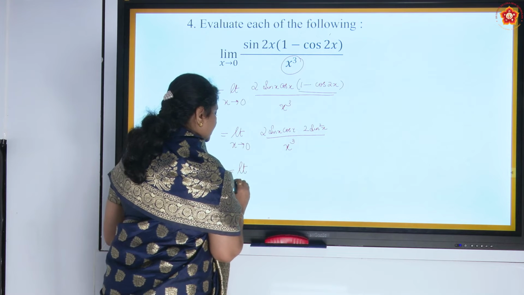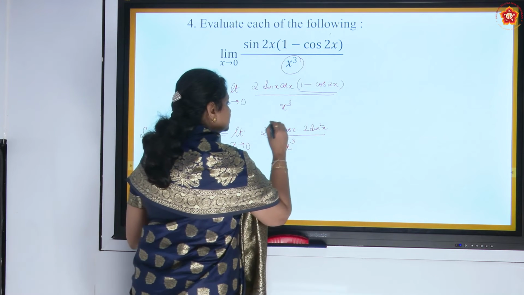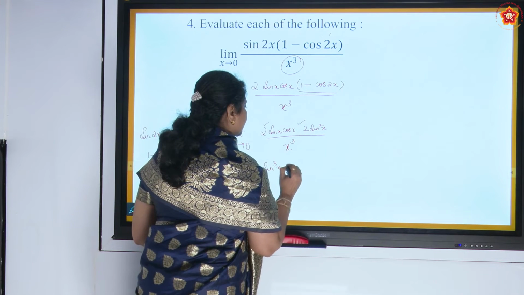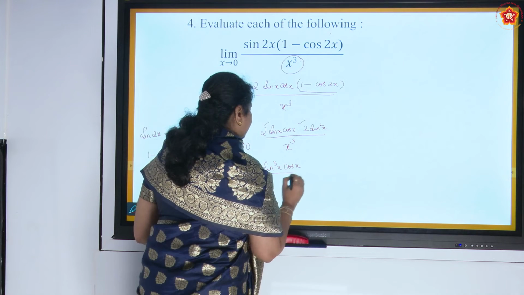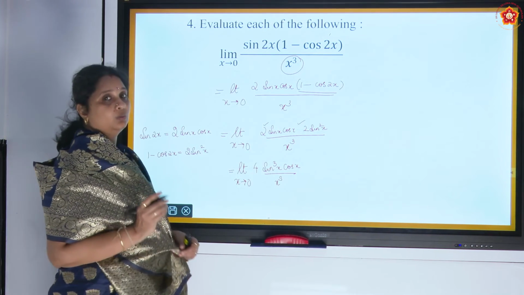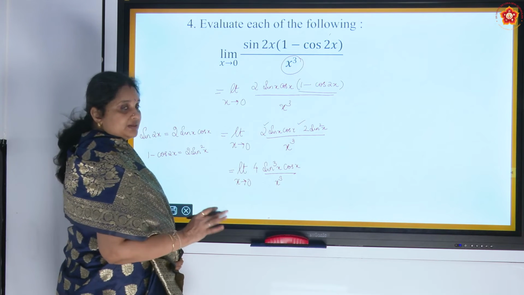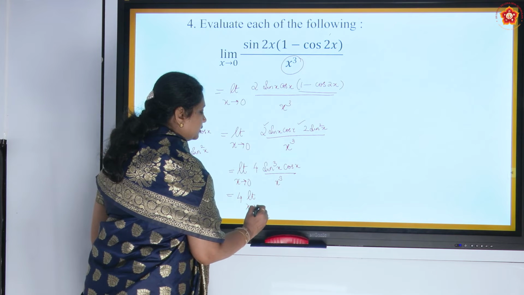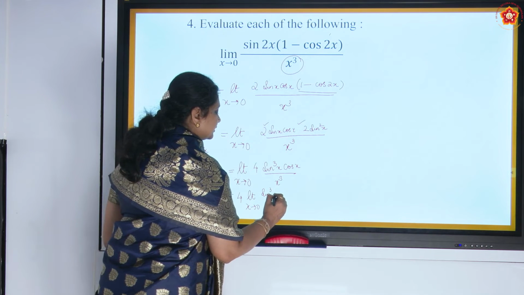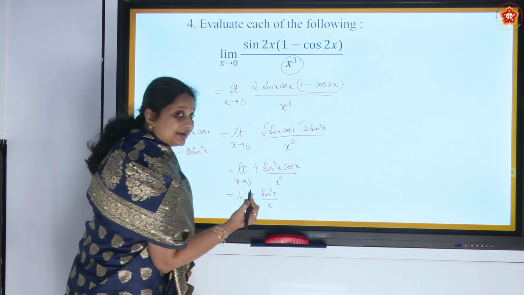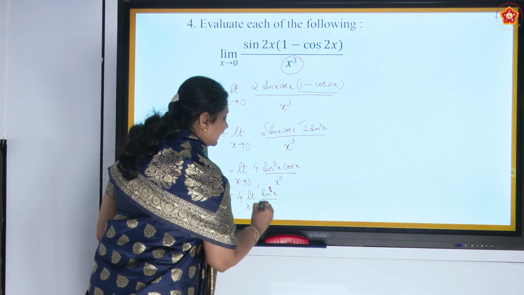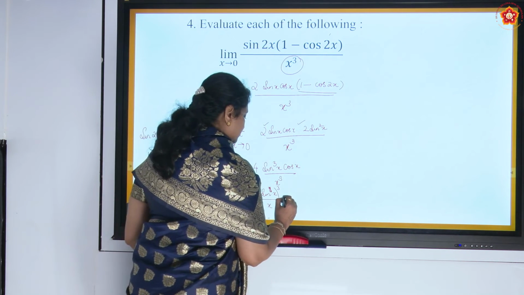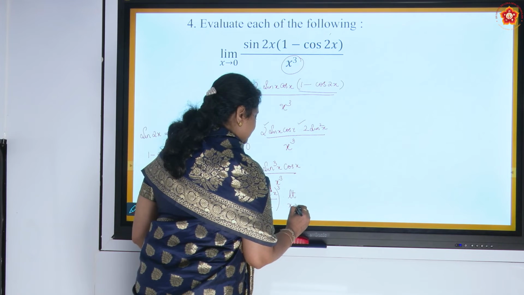Let me simplify this. So this is limit x tending to 0, 2 into 2, 4 sin cube x cos x by x cube. Now what can I do? I can split the limits now. It becomes easier. Let me take this constant out. So I have limit x tending to 0, sin cube x by x cube, which I can write as (sin x by x) the whole cube. That's sin cube x by x cube. Into limit x tending to 0 cos x.